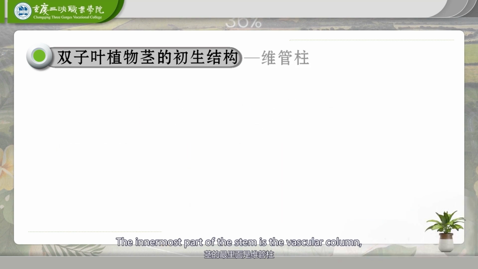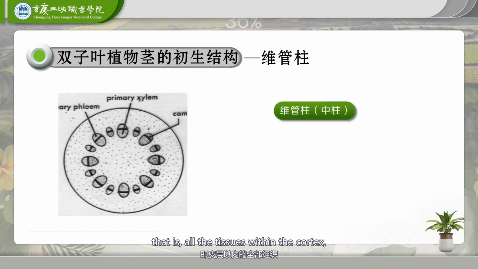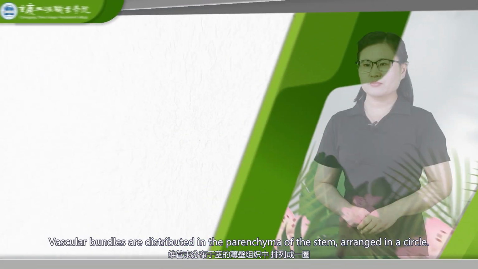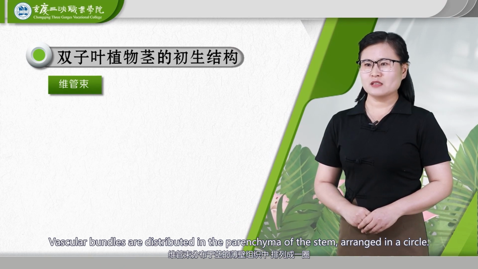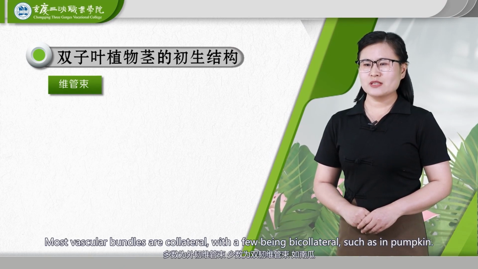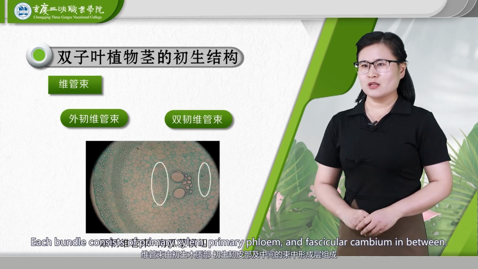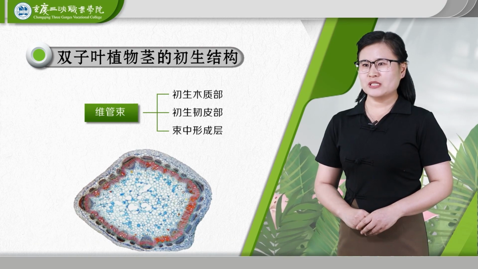The innermost part of the stem is the vascular column, also known as the middle column, that is, all the tissues within the cortex, including vascular bundles, pith, and medullary rays. Let's start with the vascular bundle. Vascular bundles are distributed in the parenchyma of the stem, arranged in a circle. Most vascular bundles are collateral, with a few being bicollateral, such as in pumpkin. Each bundle consists of primary xylem, primary phloem, and fascicular cambium in between.